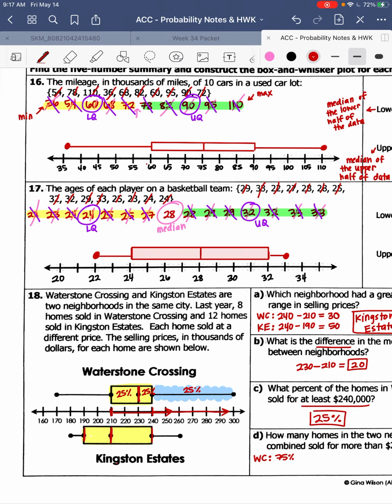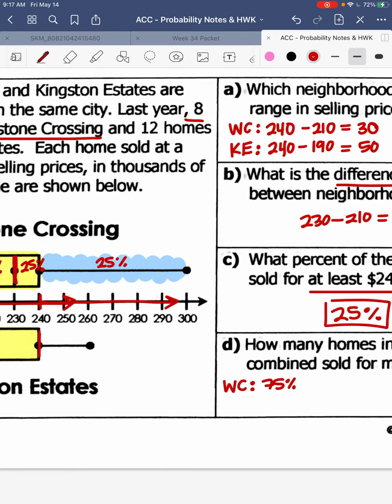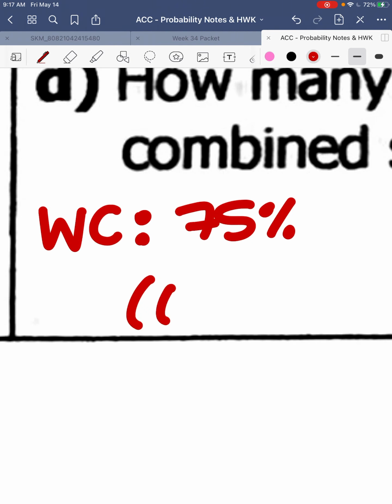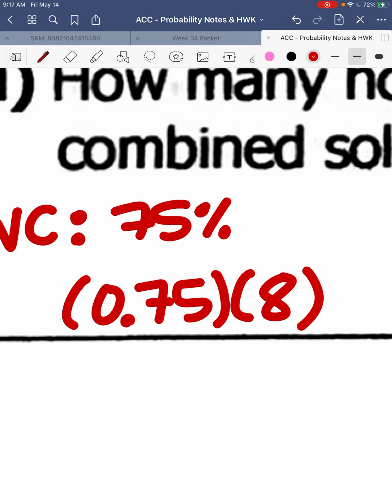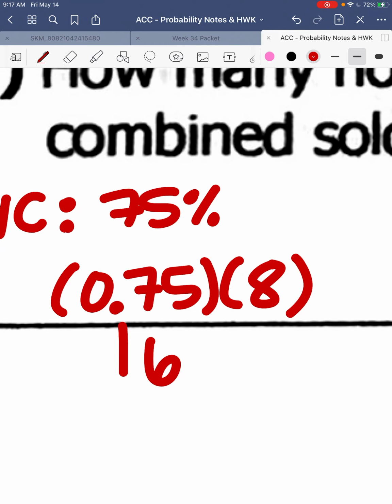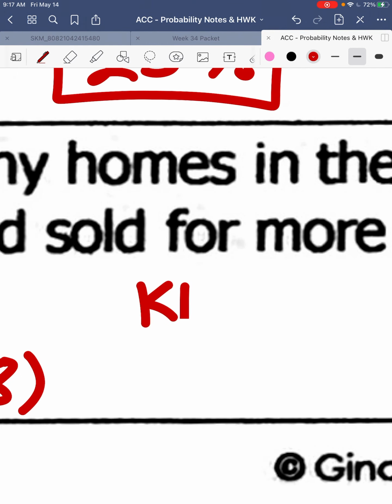But how many homes sold in Waterstone Crossing? Well, it says 8 homes sold in Waterstone Crossing. So I'm going to take 75% as a decimal, so 0.75, and multiply that times the number of homes, 8. So 0.75 times 8 gives me 6. So 6 homes.